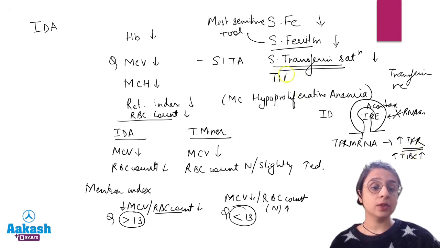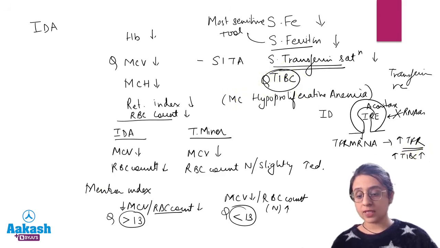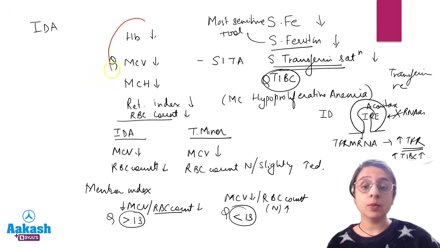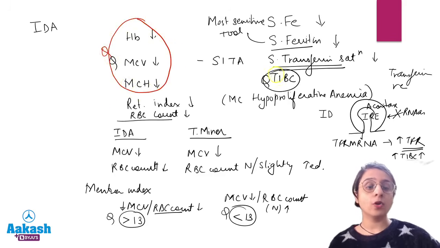So what will happen to TIBC? Very, very important, students. You cannot miss these points. Let me just tell you the most important points. Hemoglobin will be low, MCV will be low, MCH will be low. Along with that, increased TIBC, right?